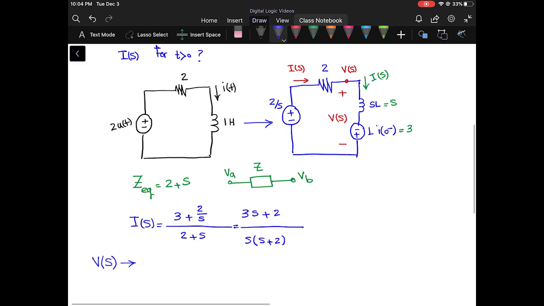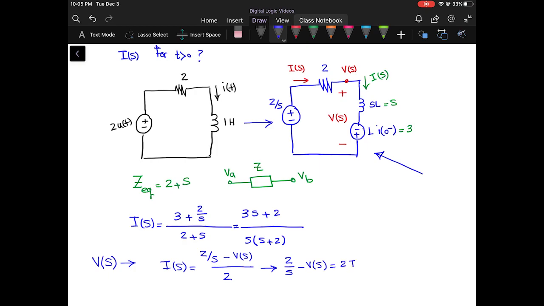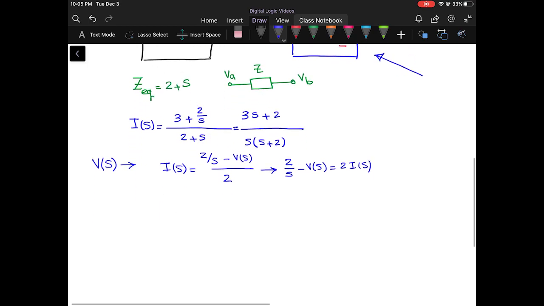So using Ohm's law, I can find V(s) easily. In this circuit that I have over here, I(s) is equal to the voltage across this resistor, which is 2 over S minus V(s), over 2. So now I have I(s), so I can find V(s) easily. We're going to have 2 over S minus V(s) is equal to 2 I(s). So from here, V(s) will be equal to 2 over S minus 2 I(s).